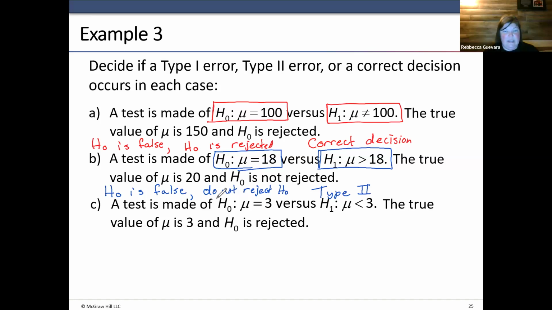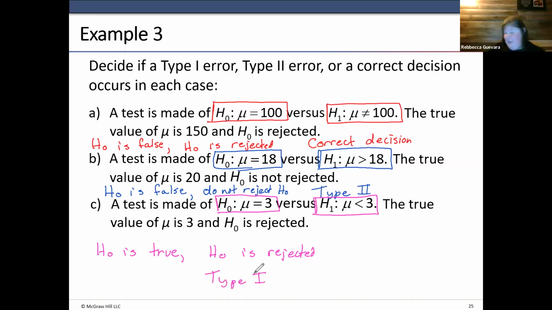So in this case, we have a test where the null hypothesis is the mean is 3. The alternative is that the mean is less than 3. The true value is 3, so null hypothesis is true. But the null hypothesis is rejected. So we rejected a true hypothesis. So null hypothesis is rejected, but null hypothesis is true. Type 1 error.